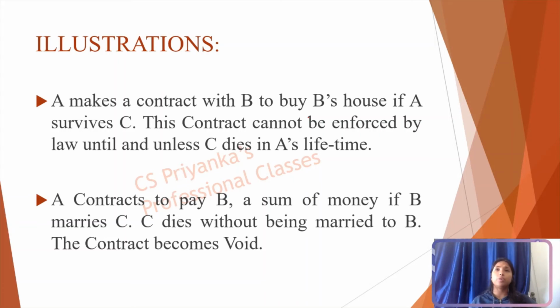So these are all impossible events and contingent. Next is, A contracts to pay B a sum of money if B marries C, and C dies without being married to B. So before marriage only C dies. So how will the contract become void automatically? These things are known as contingent contracts.